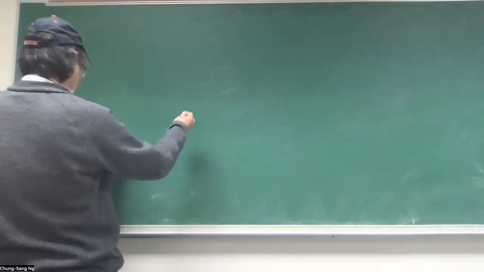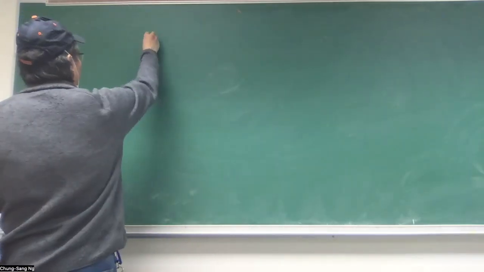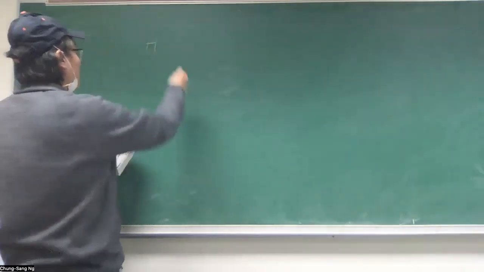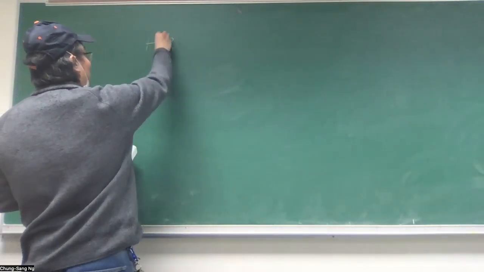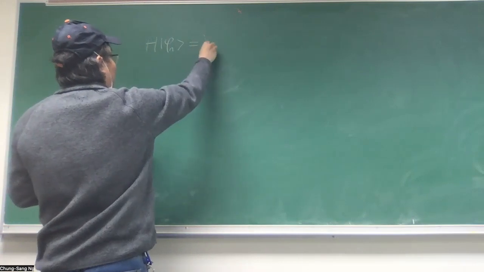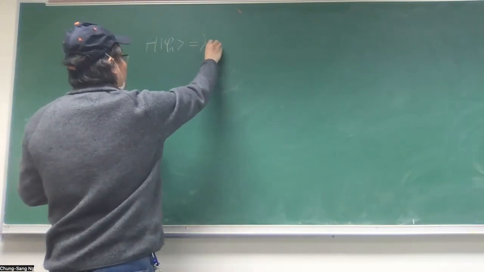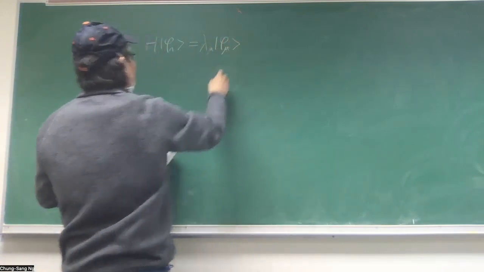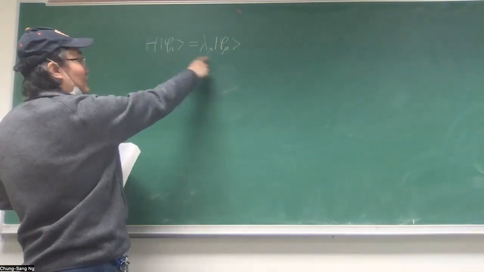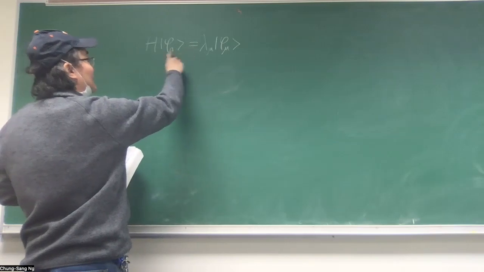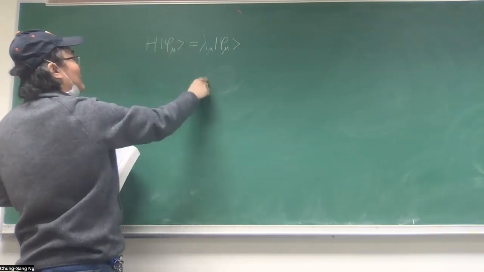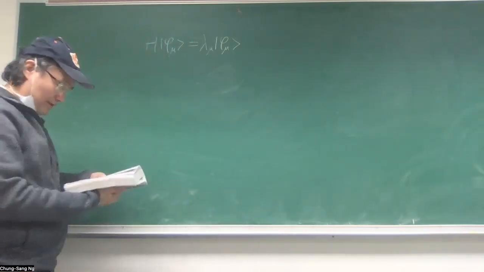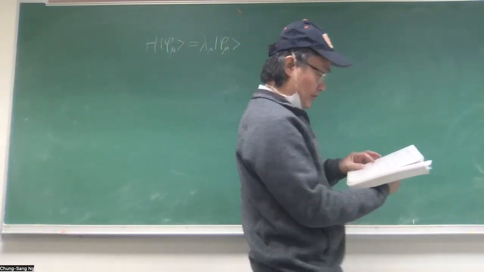Say, if you have eigenvalue problems, so you have H with some mu. All the eigenfunctions have eigenvalue lambda. So assuming you have a bunch of eigenfunctions phi sub mu, with corresponding eigenvalues lambda sub mu. I think this is for Hermitian operator H.